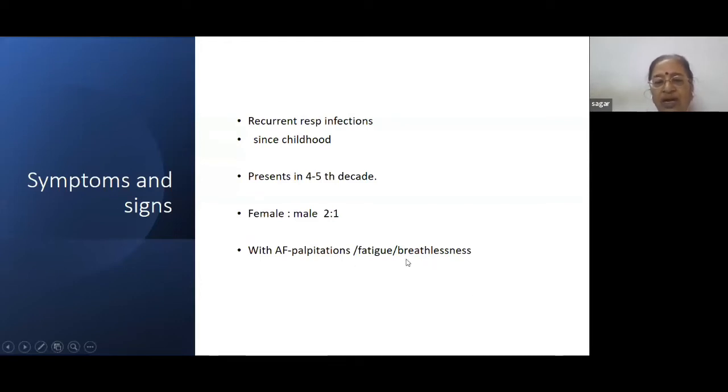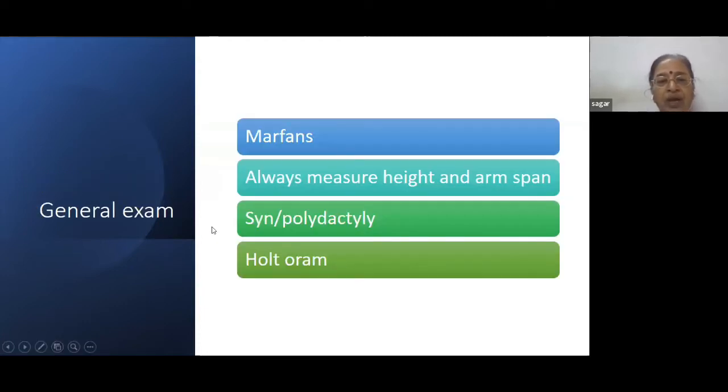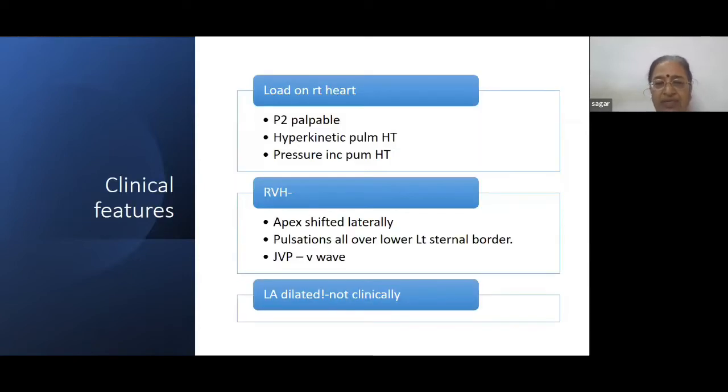So though it's a congenital heart disease, presentation is late because of, like we said, the behavior of the pulmonary circuit, which takes a long time to develop pulmonary artery hypertension. When we are examining a patient with ASD, the most important general examination features are to look for Marfan's, which is associated. So always we tell students to measure the height and arm span. Syndactyly and polydactyly are known, and Holt-Oram syndrome, which is very famous among postgraduates, where you get abnormalities of the skeleton of the fingers and the thumb, and you can get congenital heart disease in the form of ASD.